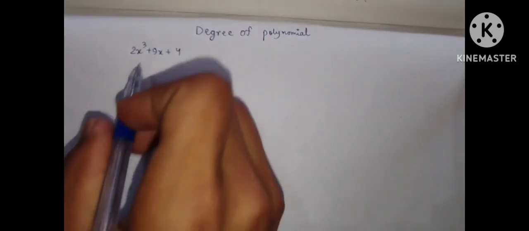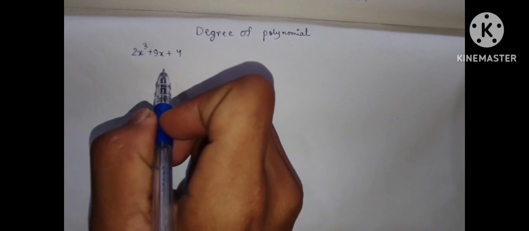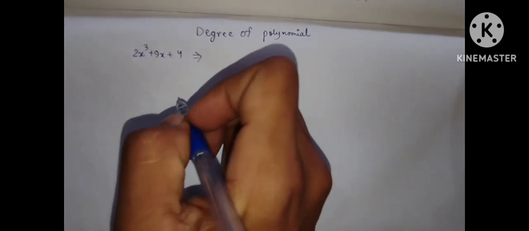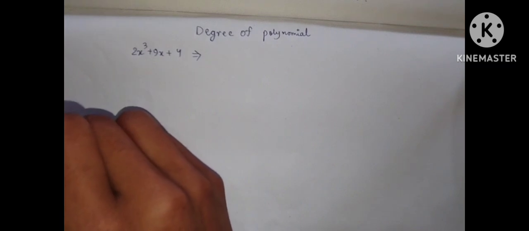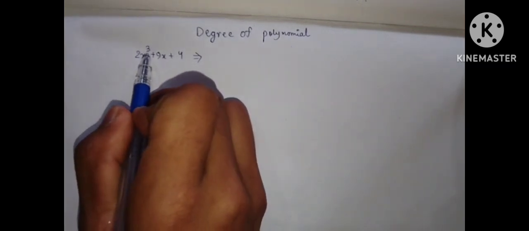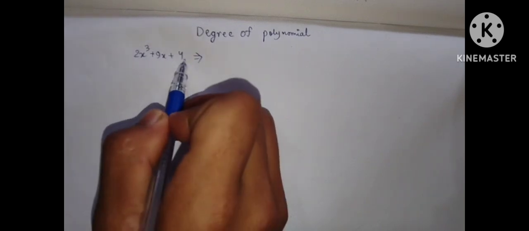Okay, I'll write a polynomial here, 2x cube plus 9x plus 4. Now look here, this is a simple example of a polynomial. Okay, now what is the degree? Now observe the power here. Now what is the power here? The power here is 3, the power here is 1, the power here is 0.